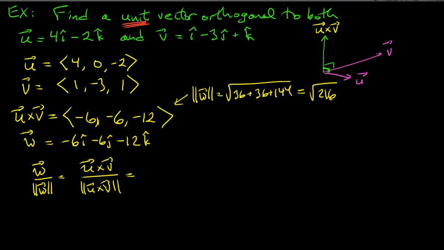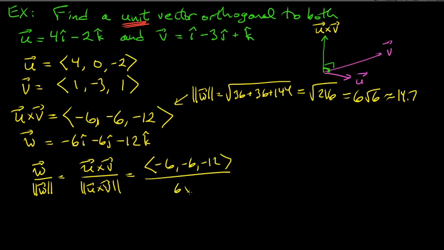And that's going to be 6 square root of 6, or approximately 14.7. But we'll leave it as 6 square root of 6, because I think you know where this is going. You just divide each component by that number. So you get a vector with components -1 over the square root of 6, -1 over the square root of 6, and then -2 over the square root of 6.